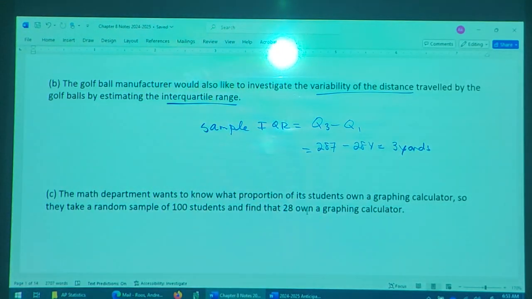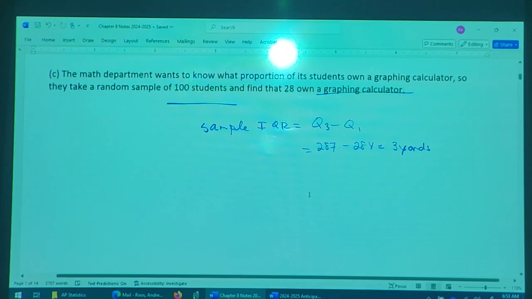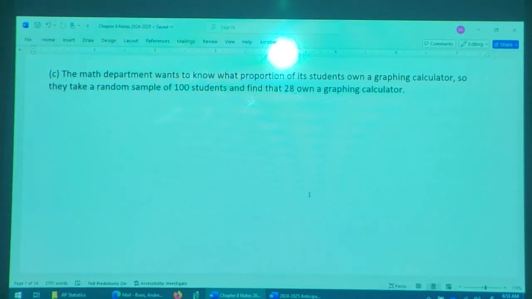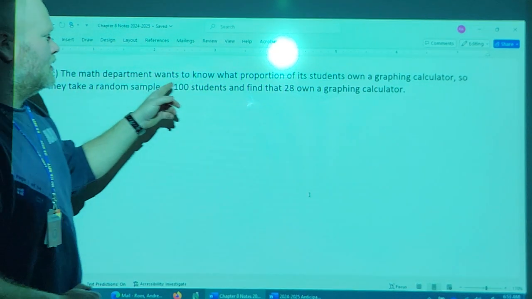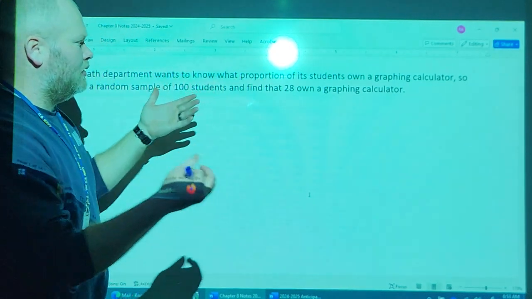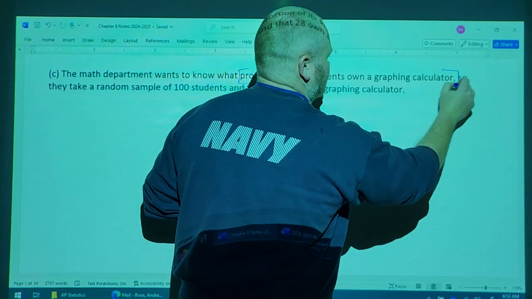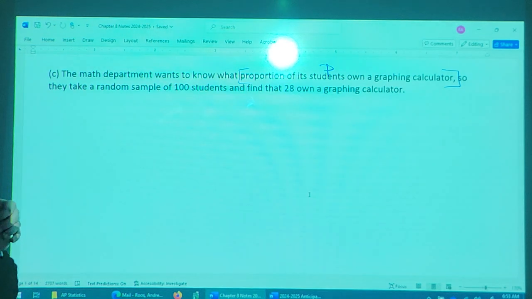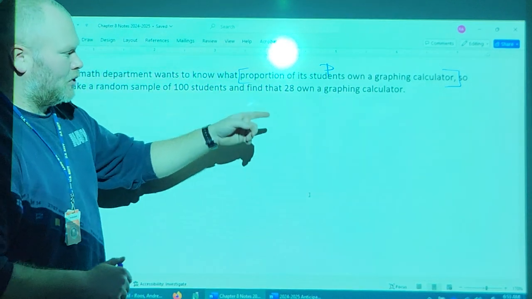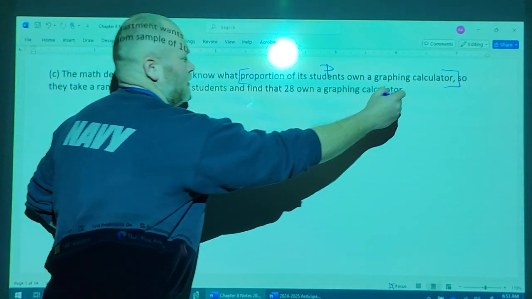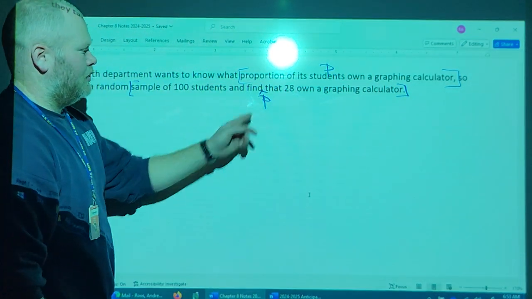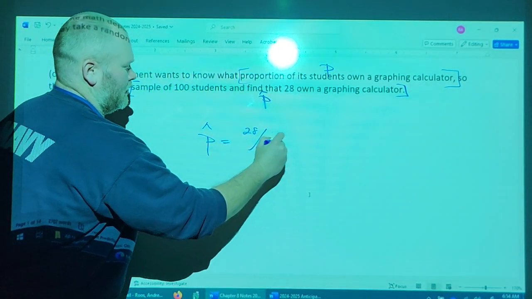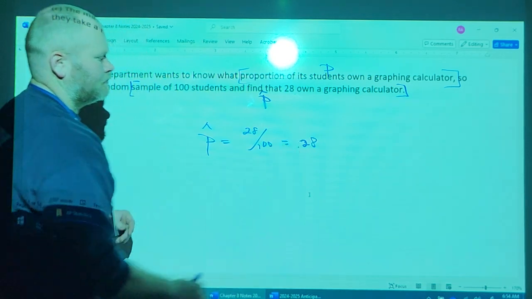Okay. Last one. The math department wants to know what proportion of its students own a graphing calculator. So they take a random sample of 100 students, and find that 28 own a graphing calculator. Well, if the math department wants to know the proportion of all the students that own a graphing calculator, we're talking about proportions now. So that would be p, the population proportion. And when we take a random sample of 100 students and find that 28 own a graphing calculator, this is coming from the sample, which means that would be p-hat. So we're using p-hat to estimate p. So the point estimate here, p-hat, is 28 out of 100, or 0.28.